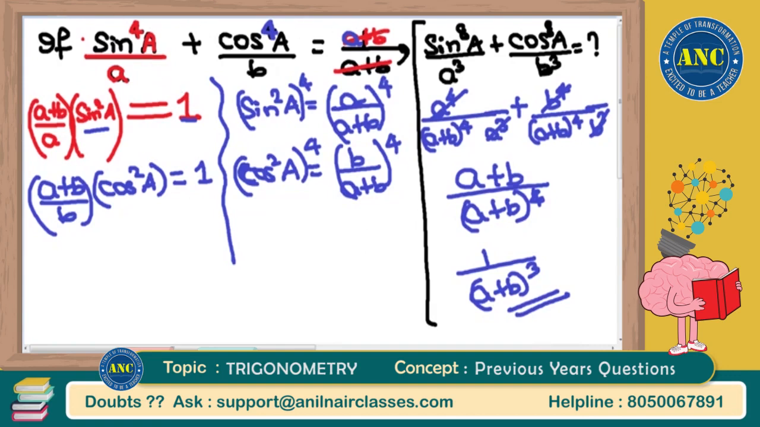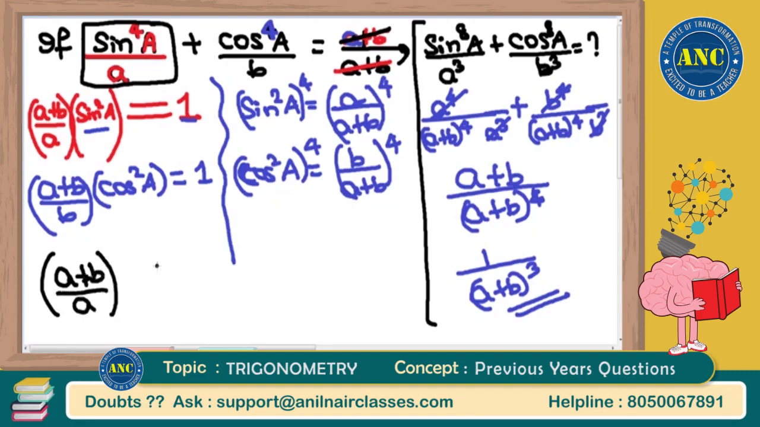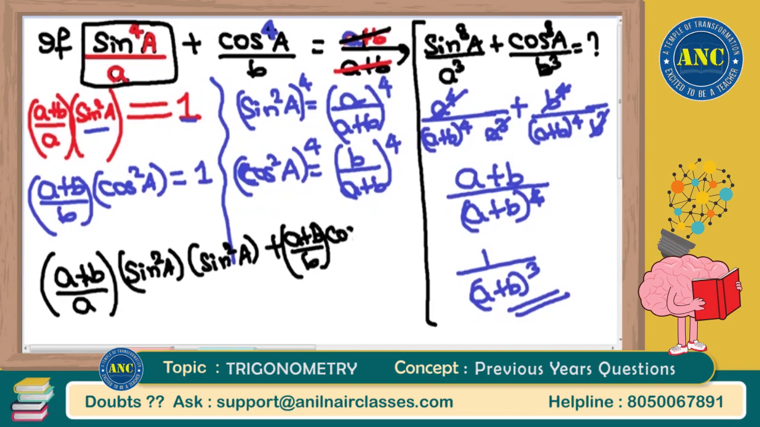Rockstar, you should be a little fast in understanding this particular step which I solved in the last 3 problems. I am multiplying by a plus b on the right hand side and left hand side only because I want to make the right hand side 1. That means on the left hand side I am left with a plus b by a, and sin power 4 a I will write as sin square a and sin square a. Similarly, in the second term, a plus b by b, cos power 4 a I will write as cos square a into cos square a. The right hand side is becoming 1.